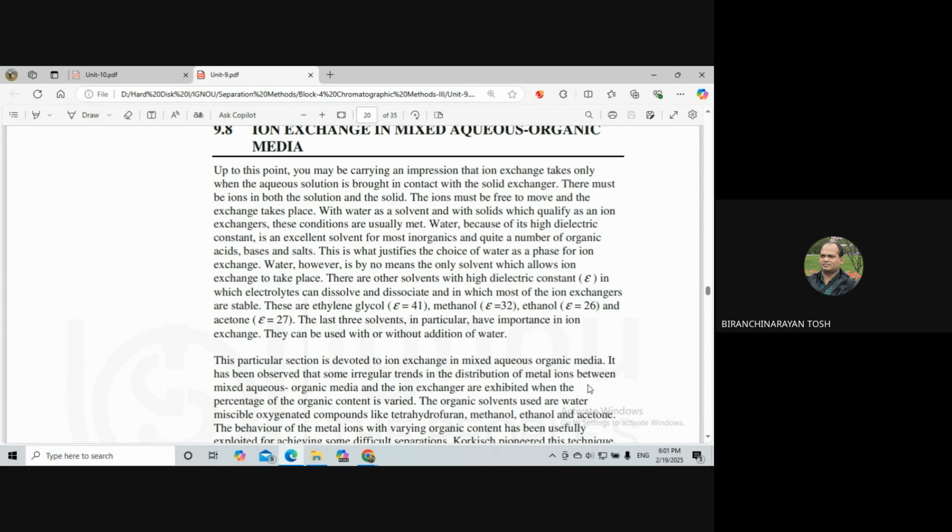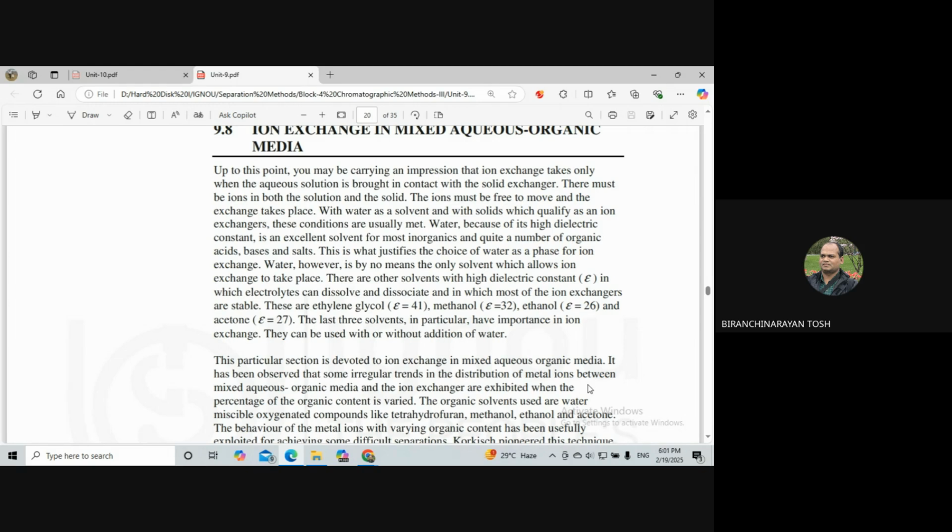With water as a solvent and with solids which qualify as an ion exchanger, these conditions are usually met. Water, because of its high dielectric constant, is an excellent solvent for most inorganic and quite a number of organic acids, bases, and salts. This is what justifies the choice of water as the phase for ion exchanges.